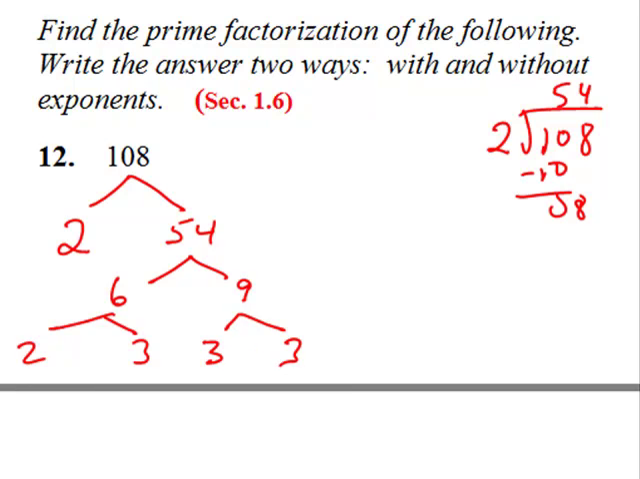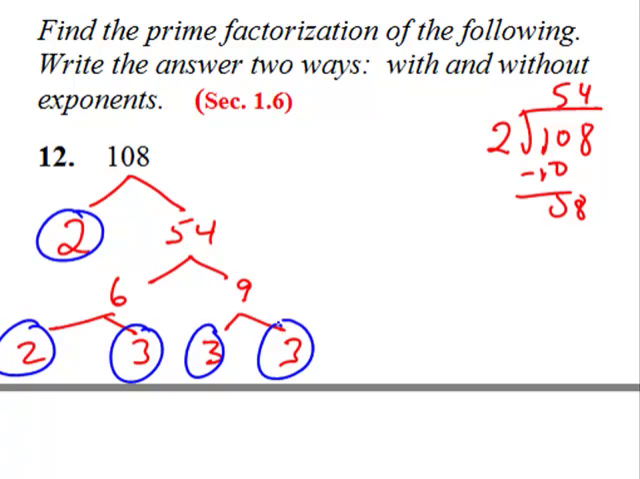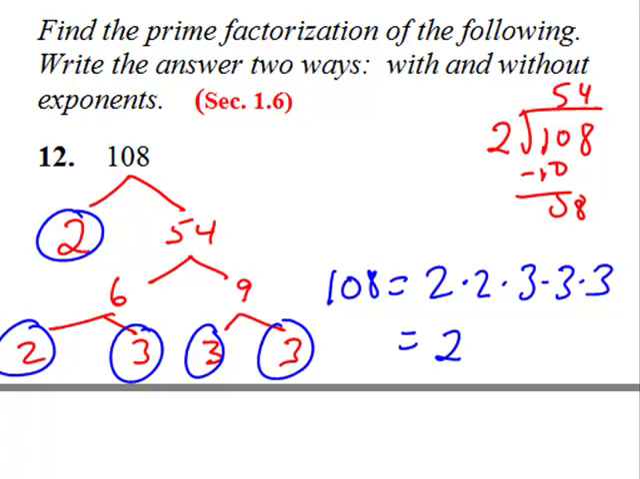And now we have all of these prime numbers, 2 and 2 and 3 and 3 and 3. So that means that 108 can be written as 2 times 2 times 3 times 3 times 3. And that is the prime factorization. We can also write this with exponents. This is 2 to the power of 2, and 3 to the power of 3.